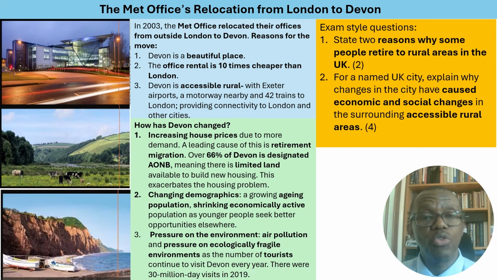Another accessible rural area that we'll be talking about is Devon. And we will be specifically looking at the Met Office's relocation from just outside London to Devon.